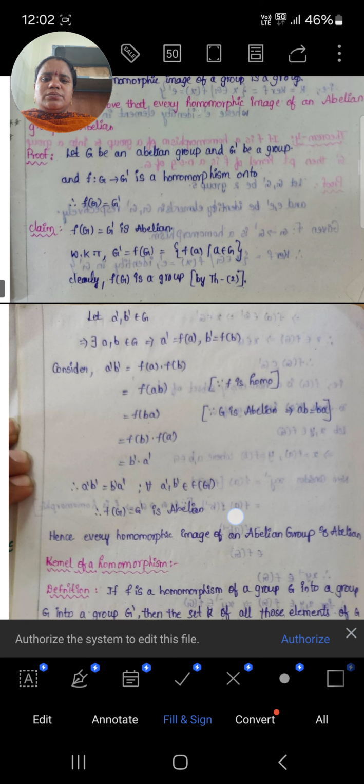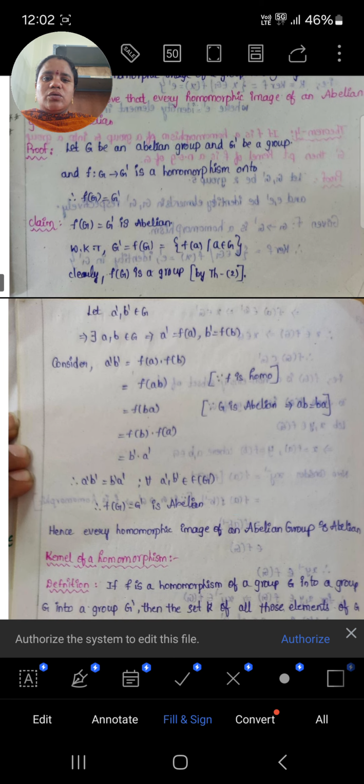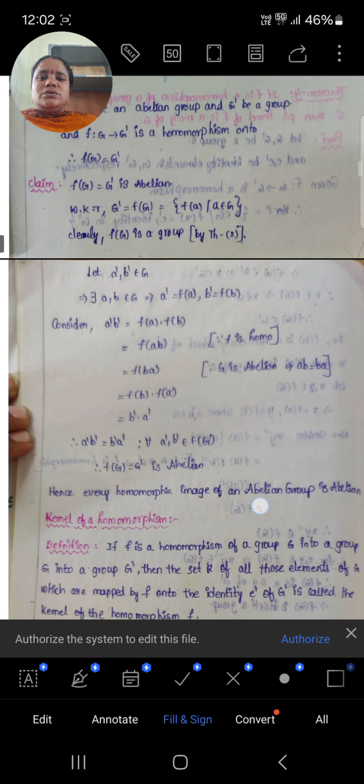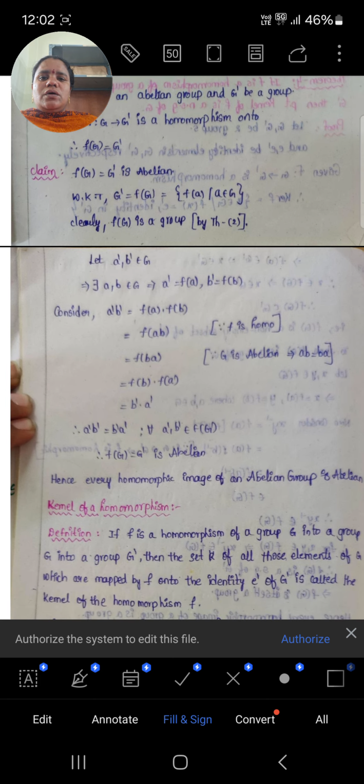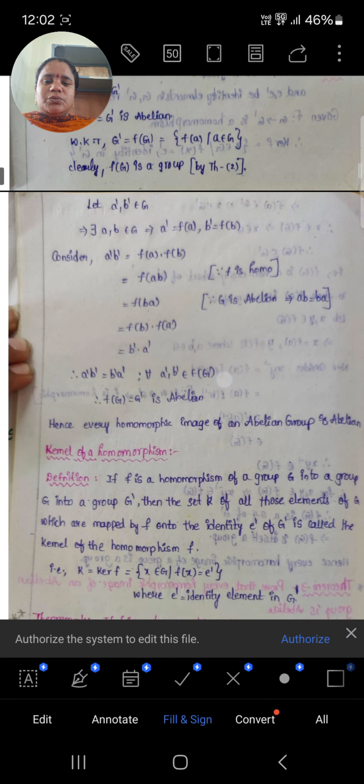So f maps from G to G' is a homomorphism onto. Therefore f(G) is equal to G'. So now our claim is f(G) is equal to G'. So we know that f(G) is equal to G', that is equal to {f(a) such that a belongs to G}. Clearly f(G) is a group.